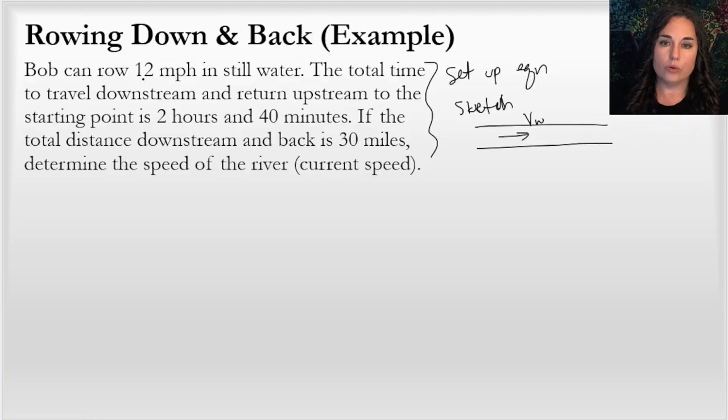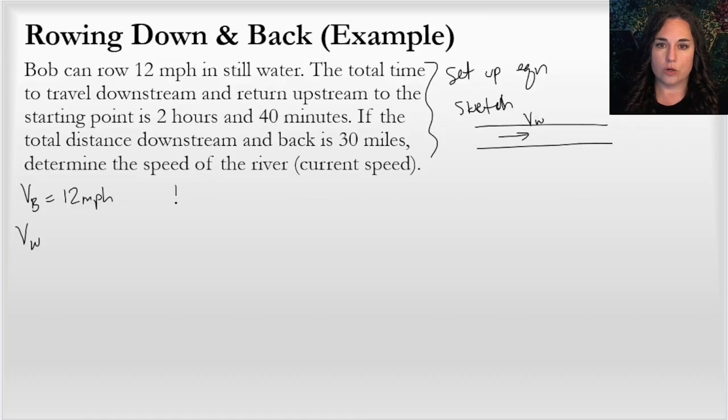Bob can row 12 miles per hour in still water. Okay, so we have a velocity of Bob given to us, 12 miles per hour. Good for him. That's a pretty impressive speed to me, at least. We have some current going on. The total time to travel downstream and return upstream to the starting point is 2 hours and 40 minutes.